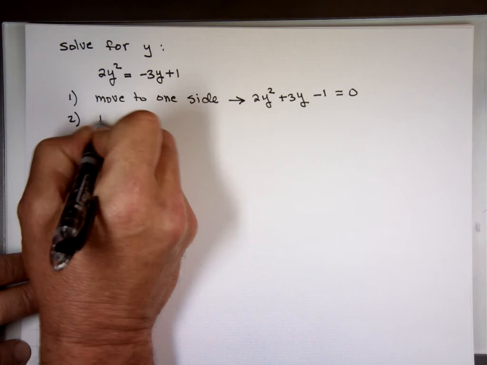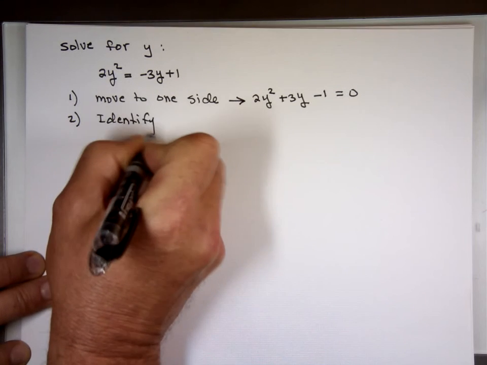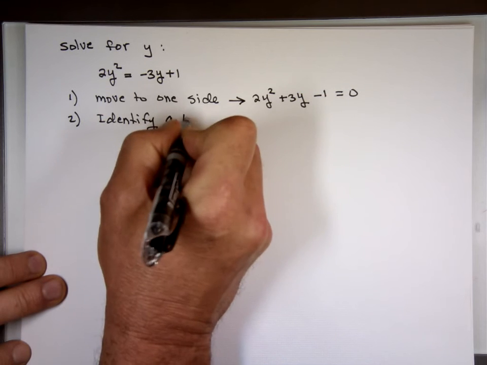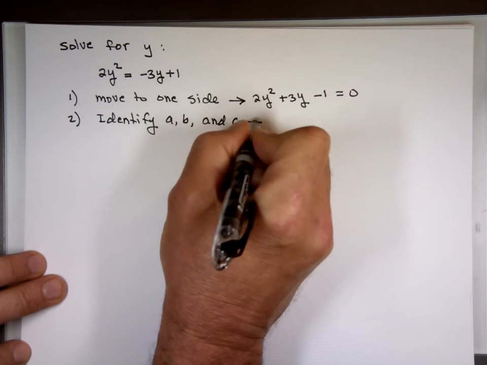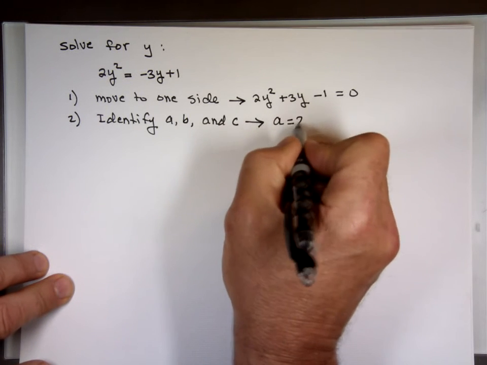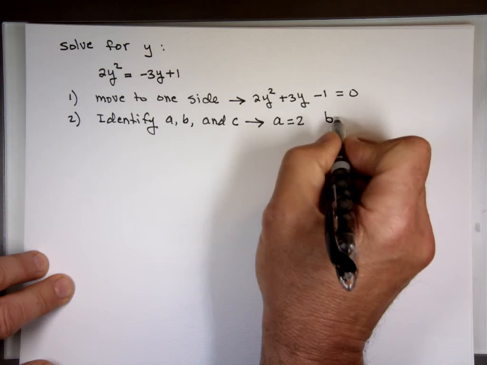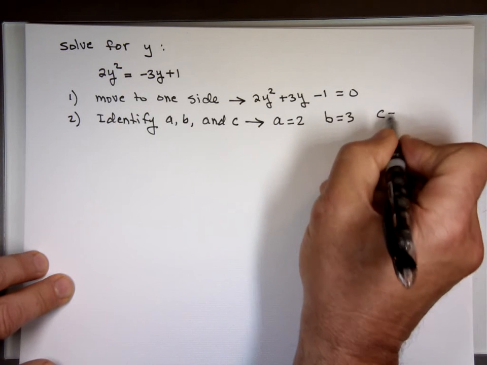Identify A, B, and C. A is the number in front of the y squared, which is a 2. B is the number in front of y, which is the 3. And C is the constant, which is a negative 1.